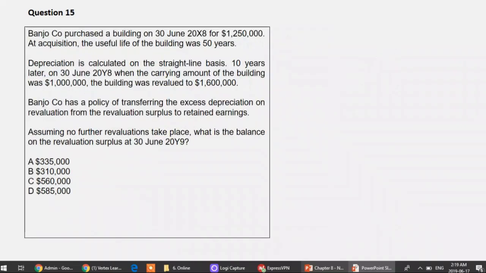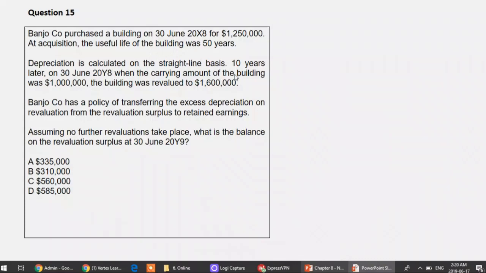Last question, question number 15. Okay, so this is our last question for today. Banjo Company purchased a building on 30th June 20X8 for 1.25 million. At acquisition, the useful life of the building was 50 years. Depreciation is calculated on the straight line basis. 10 years later, on 30th June 20Y8, so it says 20X8 and 20Y8. So you should consider that between x and y there is a 10 years difference.